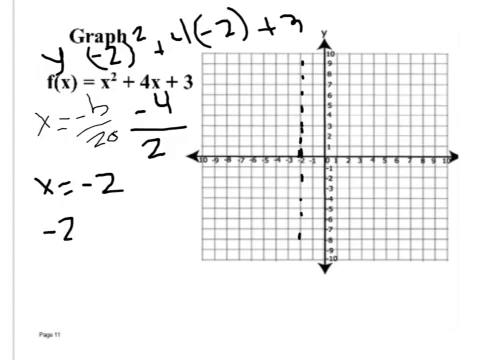So my x coordinate is negative 2. My y is negative 1. So I can put a dot at negative 2, negative 1. Right there. Now you look at your next step. It says find the y-intercept. Well, the y-intercept is c. C is the number by itself, which is 3. So my y-intercept is at 3.